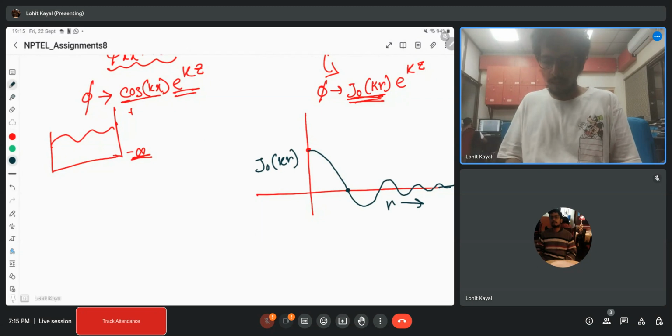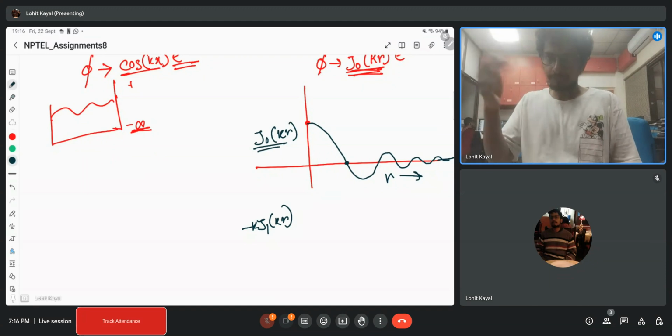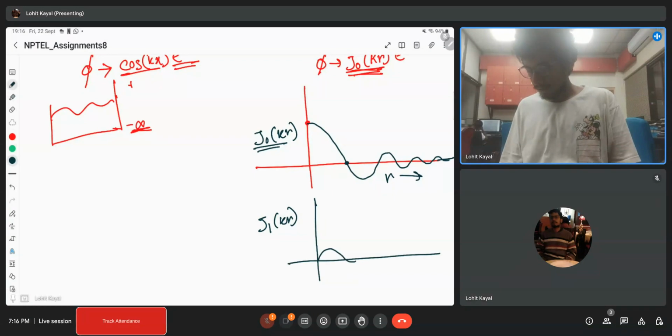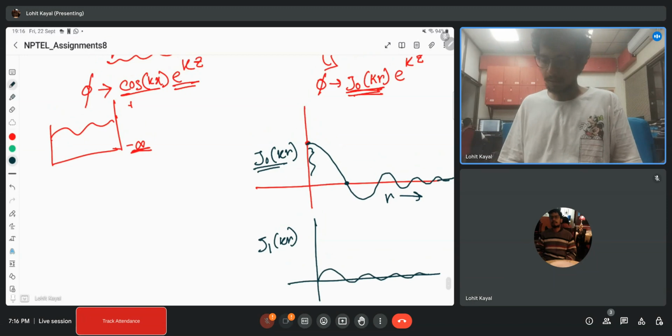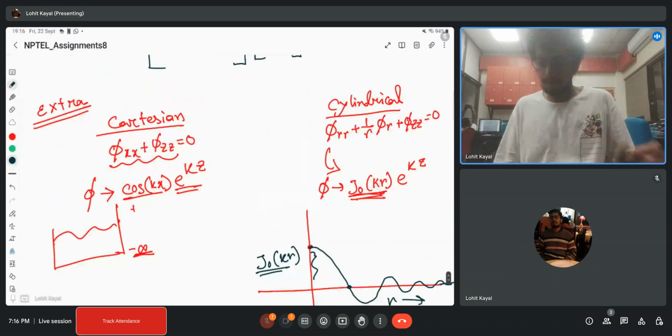If this is r and this is J0(kr), as r increases, the height of the oscillation decreases. The derivative of J0(kr) is minus k J1(kr), so the derivative of J0 is minus J1. If I draw J1(kr), it is related to sine. The curve looks like this: it starts with 0. So just remember that these are related to sine and cosine. This is the basic thing for the cylindrical geometry.